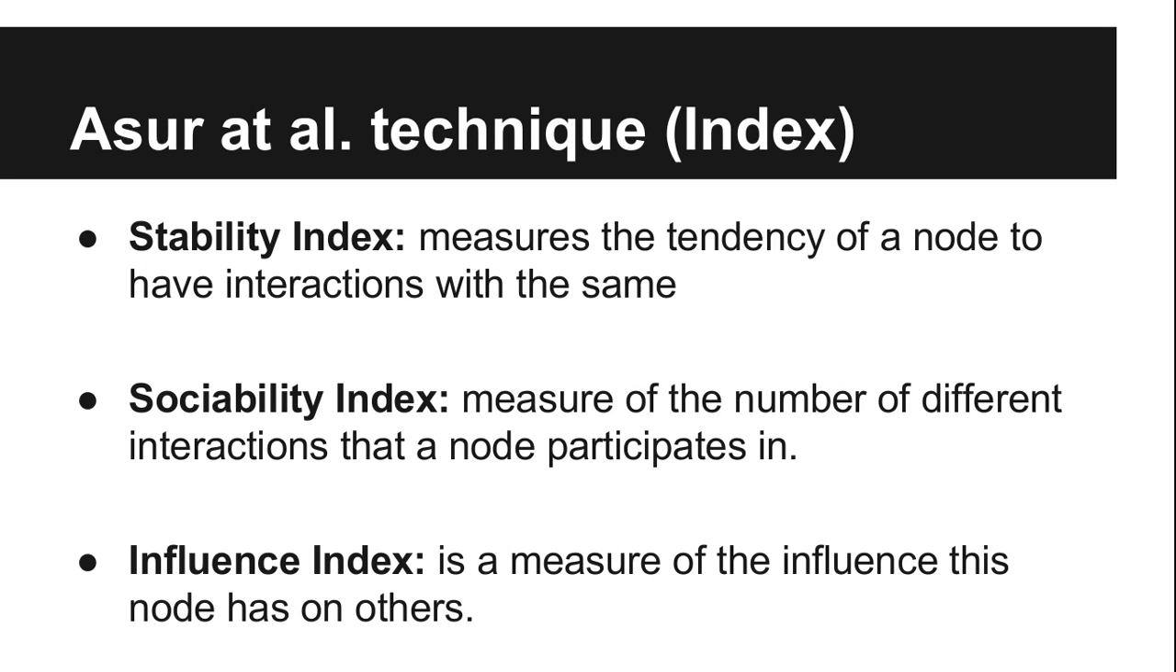Based on the metrics, Azure proposed 4 indexes. We use 3 in our work, and they are described in the slide. Briefly, we have the stability index, which measures the tendency of a node to have interactions with the same nodes; the sociability index, which measures the number of different interactions that a node participates in; and the influence index, which is a measure of the influence a node has on others.